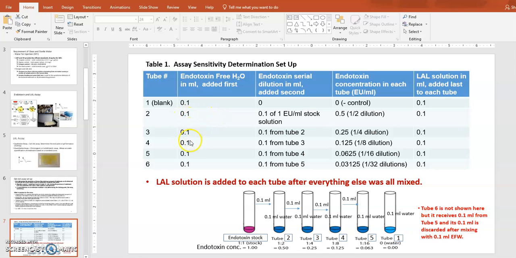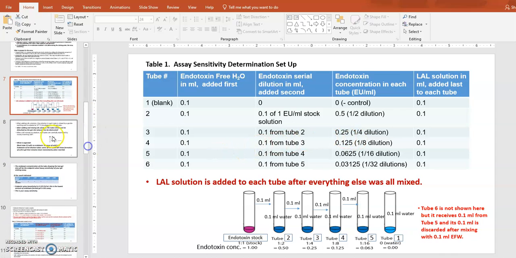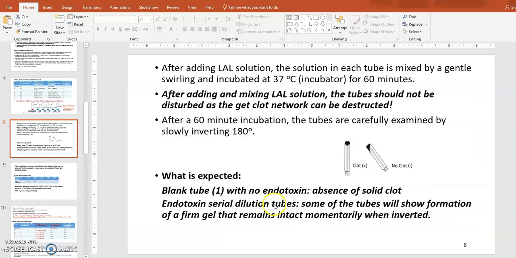Maybe this one as well. Maybe we'll see a detectable amount of coagulation happening among these tubes, but I don't know where it's going to end. That will determine the sensitivity of your assay, which means how much of the minimum endotoxin your LAL can bind and then form a coagulation. So the whole purpose of setting up these tubes is to determine that assay sensitivity. Does that make sense? The assay sensitivity will be determined from that first set of tubes.